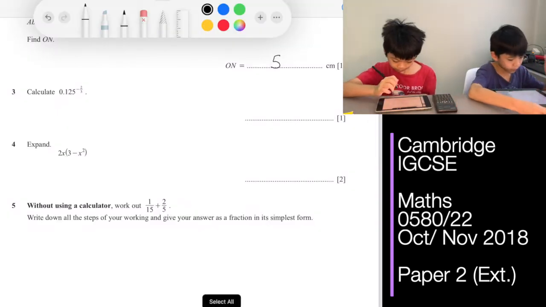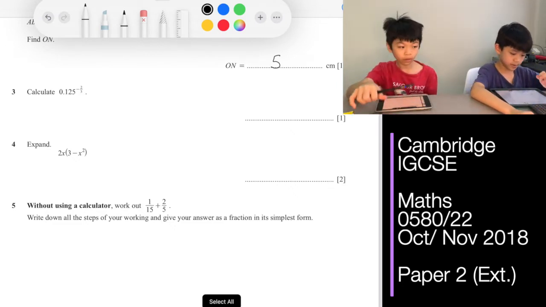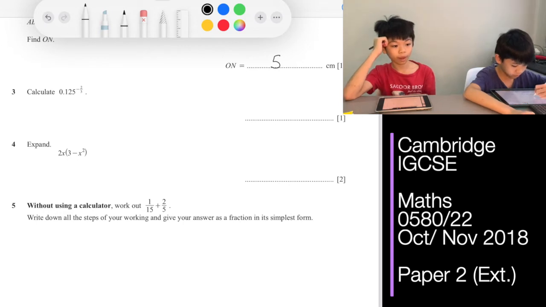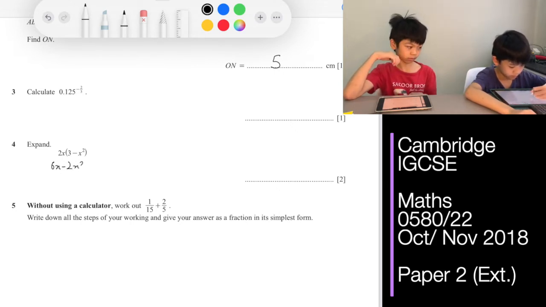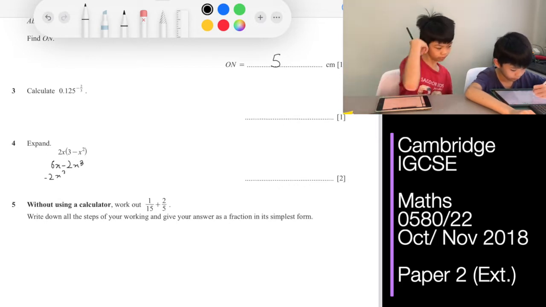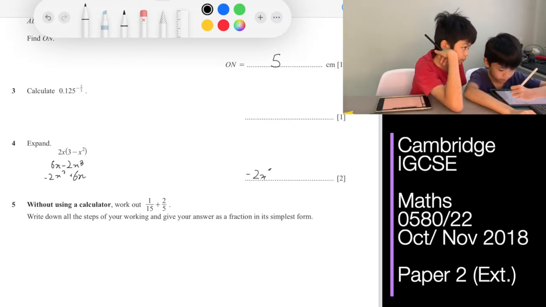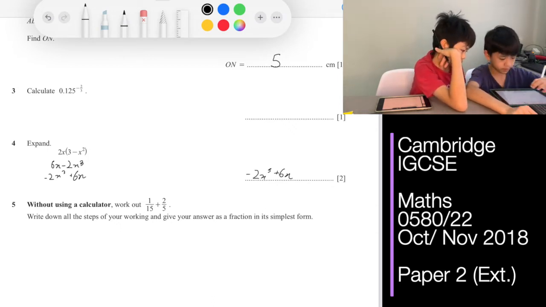For question 4, we need to expand 2x bracket 3 minus x squared. So that would be equal to 6x, and then 2x multiplied by x squared is 2x cubed. And then we'll put it the opposite way because x cubed comes first. We get 2x cubed plus 6x.